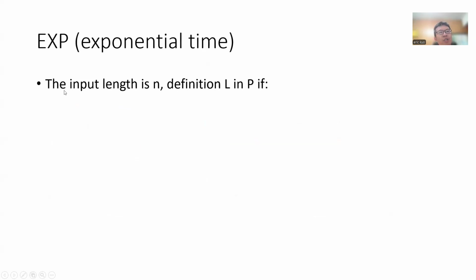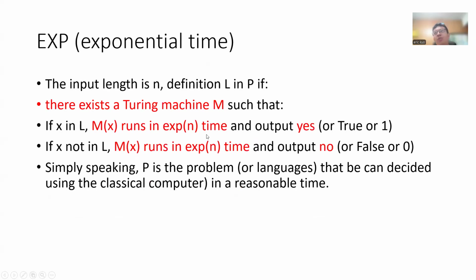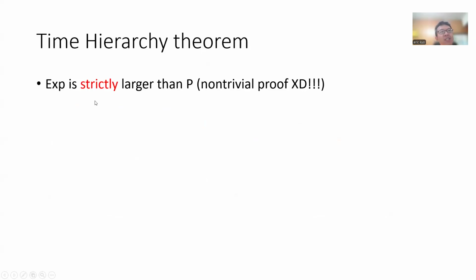And exponential time: the input is n, and the definition of L is exactly the same, but it runs in exponential time. Exponential means 2 to the c times a polynomial in n, so 2 to the n, 2 to the n squared, 2 to the n cubed. There's a theorem called the time hierarchy theorem, which I will not prove here. It is a very non-trivial proof, using the so-called diagonalization method, similar to what Cantor proved, that the real numbers and the rationals don't have the same cardinality. It's an interesting proof.